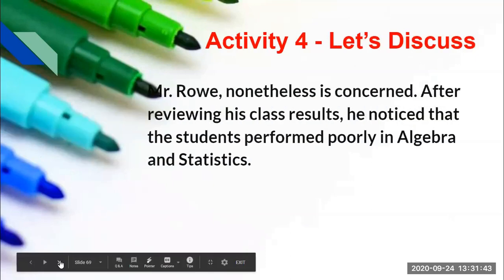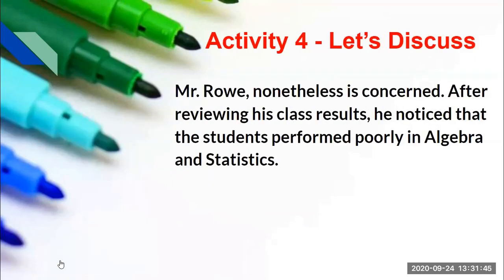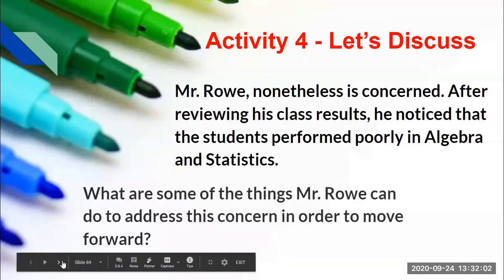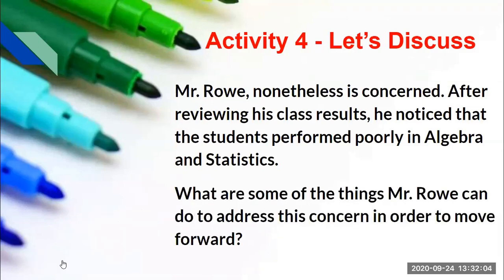Now, Mr. Rowe, who is a teacher at this school, is very concerned because after he did his analysis and reviewed his class result, he noticed that the students performed poorly in algebra and statistics. So what are some of the things now that Mr. Rowe can do to address this concern in order to move forward? So based on everything that we did in this session, you can post in the chat what are some of the things that were highlighted to you that Mr. Rowe can do to address his class.